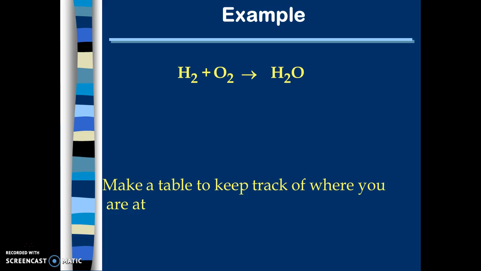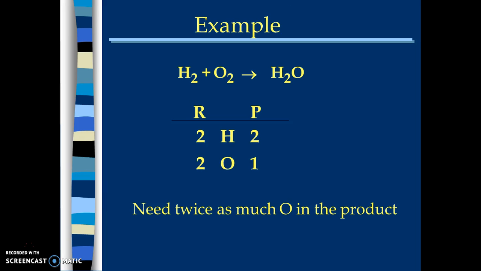All right, so let's take a look at this example here. You have hydrogen and oxygen combining to form water. What we want you to do before you begin balancing this is to make a table at the beginning. And by making a table, you're going to make 2 sides. This is the reactant side and this is the product side. So the reactant side here and the product side's over here.